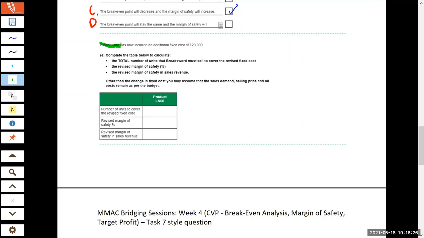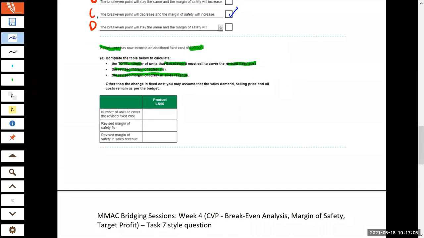Okay, so Broad's word or broadsword, whichever you'd like to call them, have now incurred an additional fixed cost of £20,000. Okay, so they've got to make an extra £20,000 before they break even. Complete the table below to calculate the total number of units broadsword or Broad's word must sell to cover the revised fixed cost, the revised margin of safety, and the revised margin of safety in sales revenue. Okay. So what we're saying is that we had the original £60,000, but now we've got to.